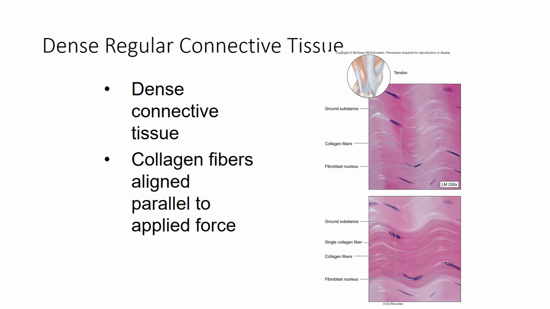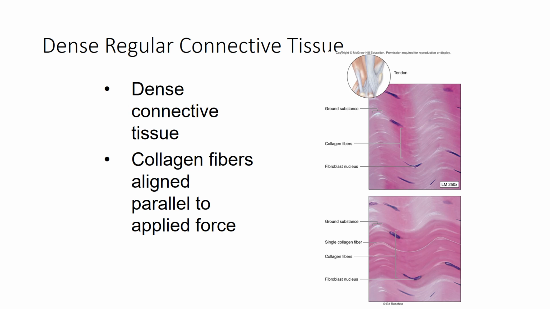The next category is going to be dense connective tissue, the second portion of the connective tissue proper. So now the difference here is that it has strong fibers that are mostly going to be composed of collagen, and they're going to be tightly packed together.